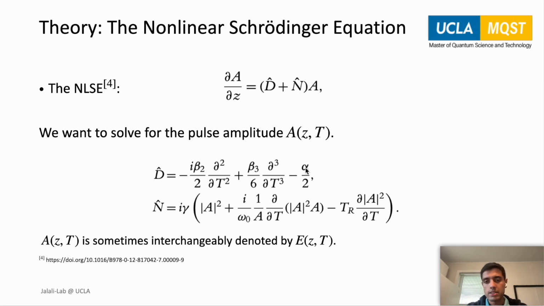Here, alpha is the fiber loss parameter, and beta 2 and beta 3 quantify the dispersion in the fiber. Gamma is the nonlinearity parameter. The operator N-hat is also called the self-phase modulation operator because of the second term here. It depends on the square of the amplitude. Hence, the amplitude itself affects the nonlinearity operator. Also, it is important to note that in literature, the variable A is sometimes interchangeably denoted by E. They both mean the same thing.